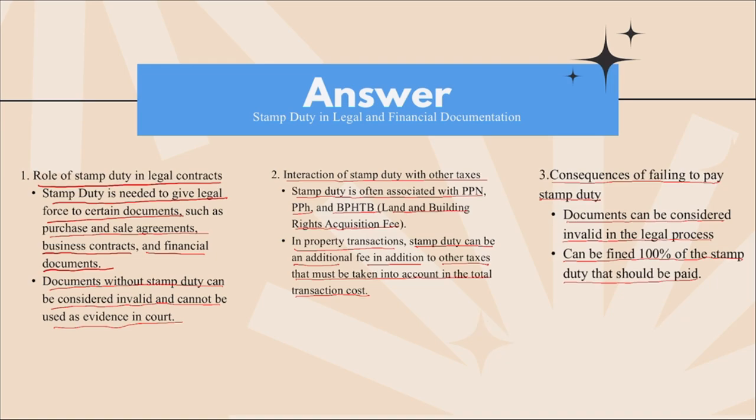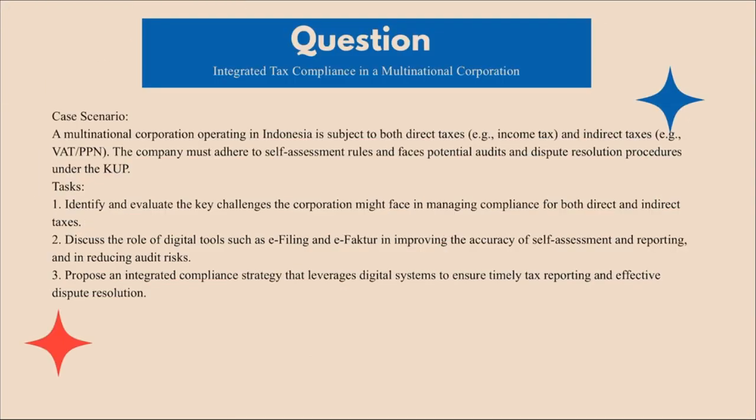And now we go to the last question, question number 5, the case scenario about integrated tax compliance in a multinational corporation. A multinational corporation operating in Indonesia is subject to both direct tax or income tax and indirect tax or VAT or PPN. The company must adhere to self-assessment rules and faces potential audits and dispute resolution procedures under the KUP. The first task is to identify and evaluate the key challenges the corporation might face in managing compliance for both direct and indirect tax.